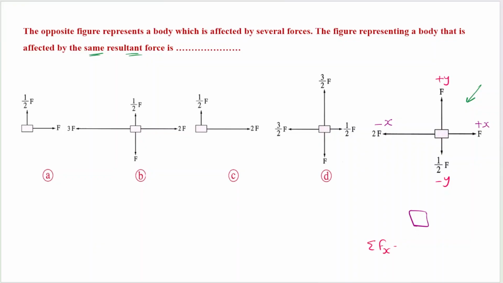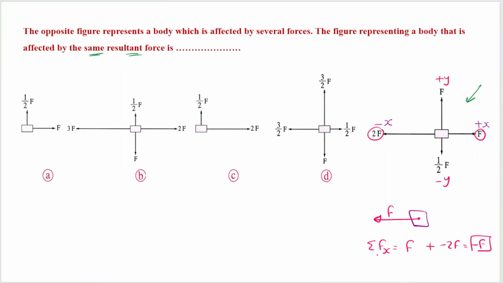So we will add the forces on the x-axis. This is positive F, but this is negative 2F. So the total is negative F. You can use your calculator. It's 1 minus 2, or 1 plus negative 2, it will be negative 1. What's meant by negative 1? It means that it is a force which is pointing toward the left. So this is the sum of all forces on the x-axis.